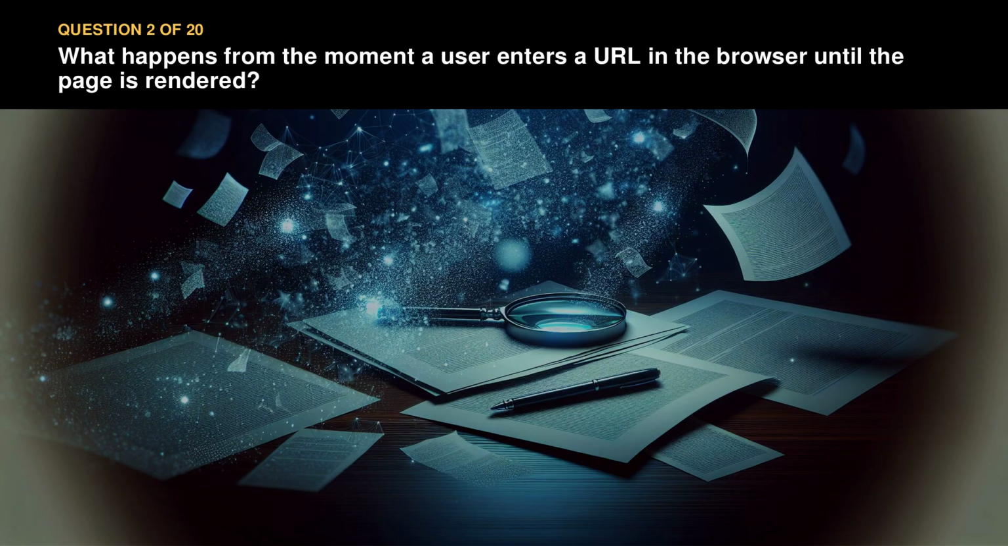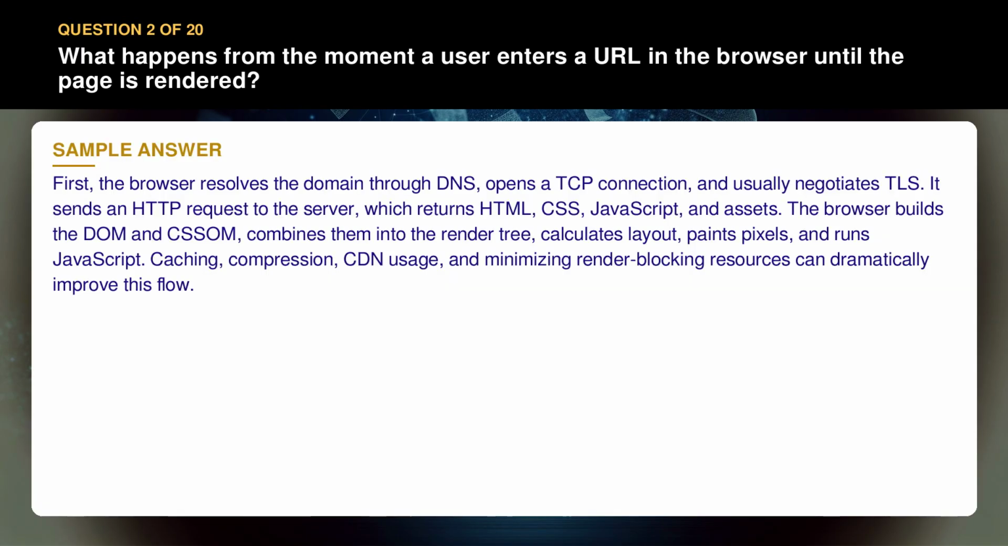Question 2. What happens from the moment a user enters a URL in the browser until the page is rendered? First, the browser resolves the domain through DNS, opens a TCP connection, and usually negotiates TLS. It sends an HTTP request to the server, which returns HTML, CSS, JavaScript, and assets.